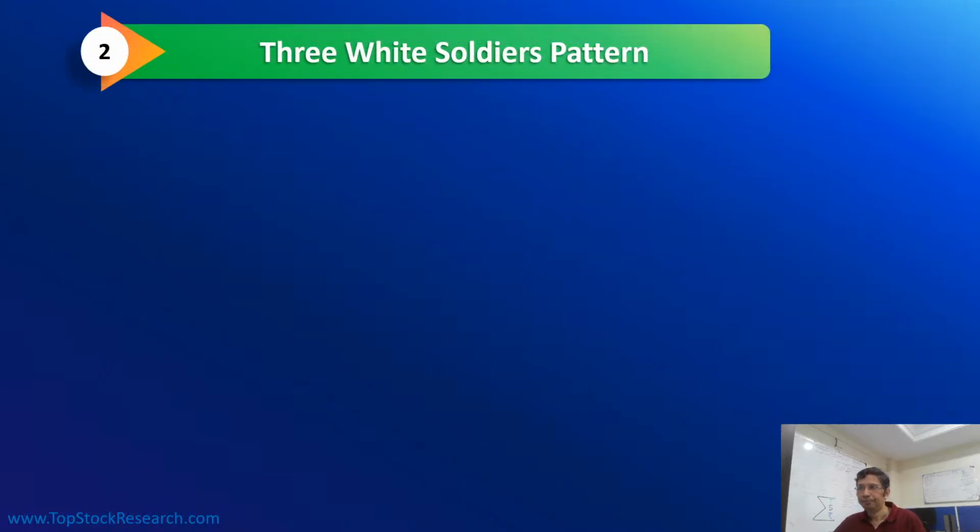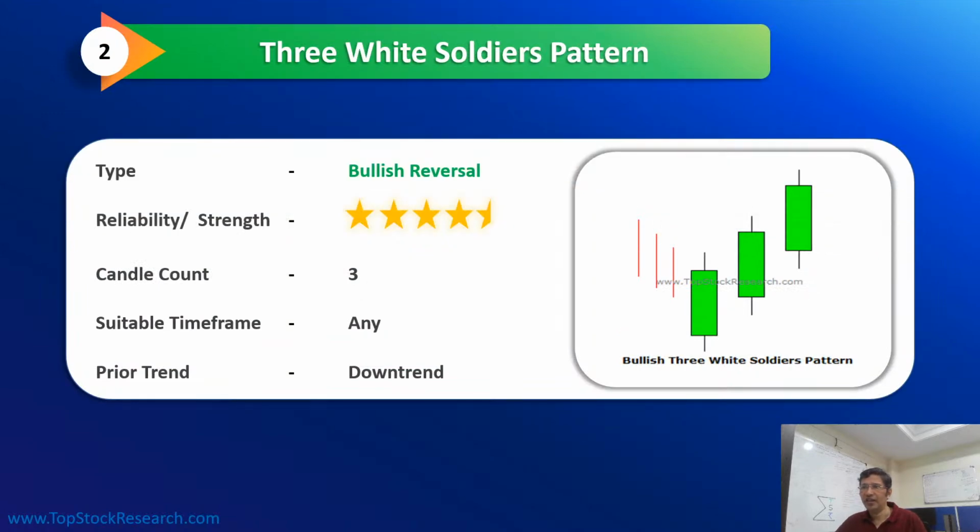Similar to this, you have three white soldiers. The reliability is pretty good. It is a 3 candle pattern. What it tells is 3 consecutive green candles being formed with a decent body range, right? The best thing is during the downtrend, when the trend is over, there's some good news or good expectations coming out from the stock. The stock starts moving in one direction with strong bodies.